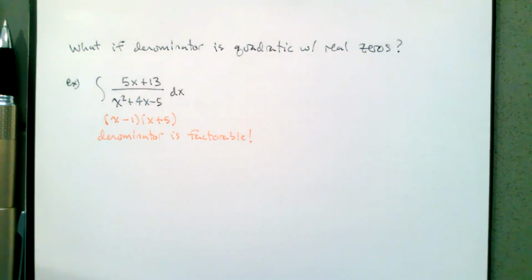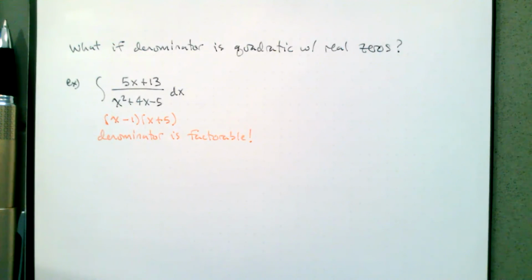The first thing we should notice is that the degree of the numerator is less than the degree of the denominator, so long division is not necessary. So that's an important thing to note first. That's why I skipped that first check.